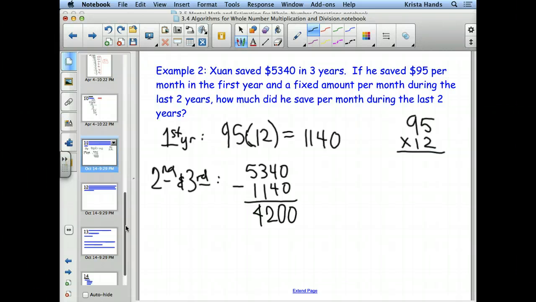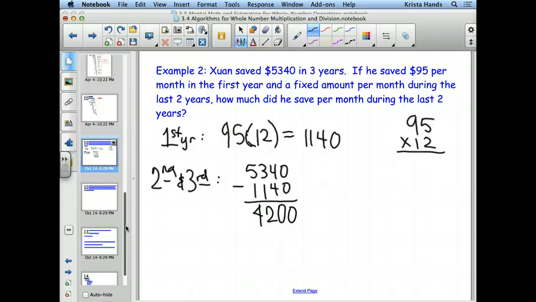It's dollars. Dollars of what? What is it representing in the problem? Yeah, how much you save in the second and the third year combined. Not quite what the question asked, but it was necessary to find. The question asked how much did he save per month during the last 2 years. So what do we have to do next?